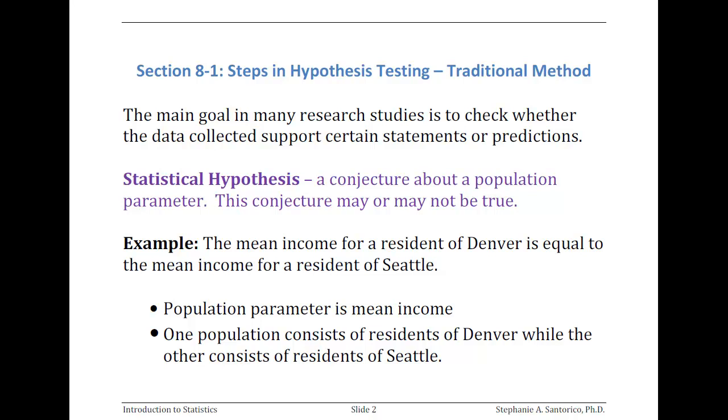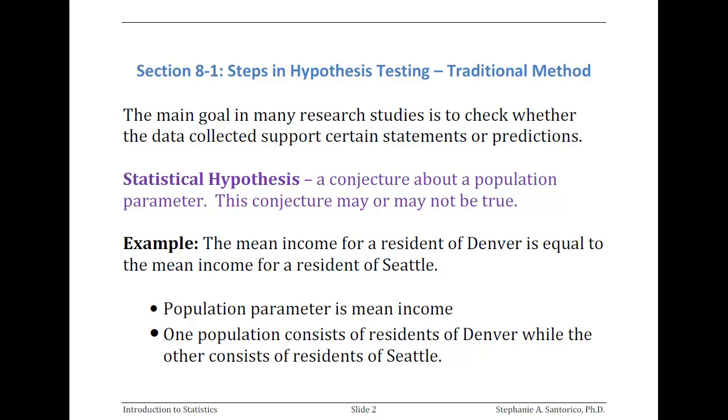So as an example, say you are interested in whether you want to live in Denver or you want to live in Seattle, and you are going to base that on income, right? So one example might be to think about, well, is the mean income for a resident of Denver equal to the mean income for a resident of Seattle? So the population parameter we're talking about is then your mean income. You've got two populations you're comparing. One population consists of residents of Denver, and the other consists of residents of Seattle. And so you want to know, is mu for Denver equal to mu for Seattle?